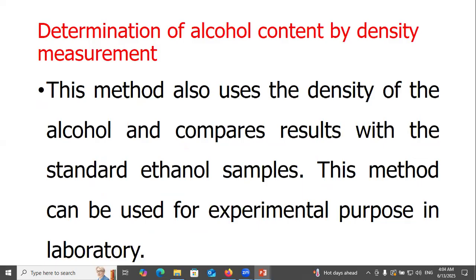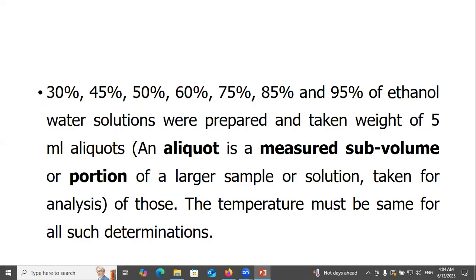Determination of alcohol content by density measurement. This method also uses the density of the alcohol and compares results with standard ethanol samples. This method can be used for experimental purposes in the laboratory. 30, 45, 50, 60, 75, 85, and 95% ethanol water solutions were prepared and the weight of 5 ml of the liquids was taken.